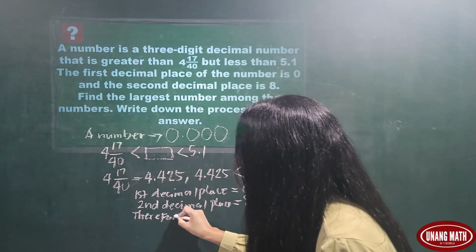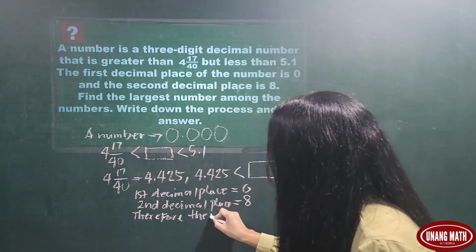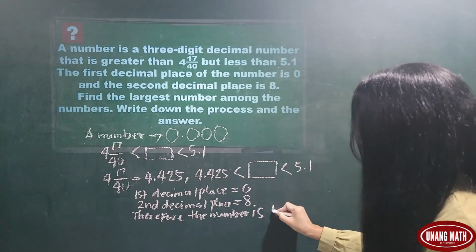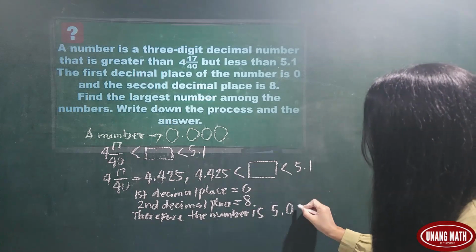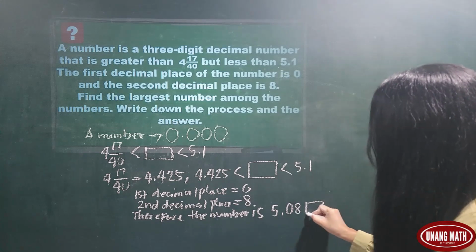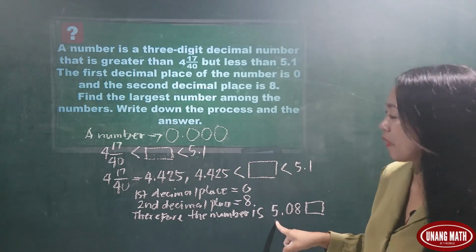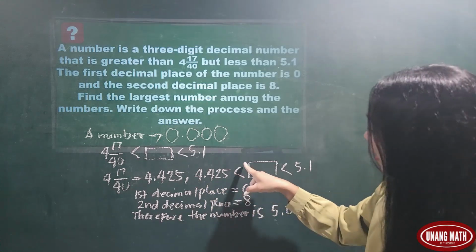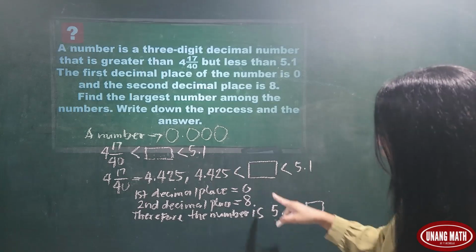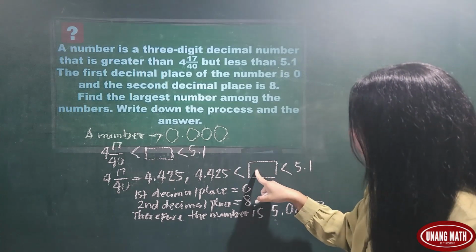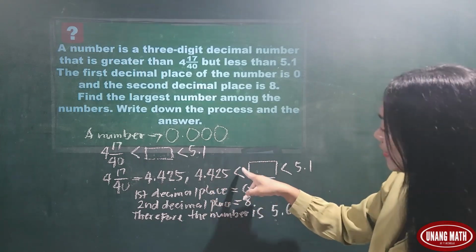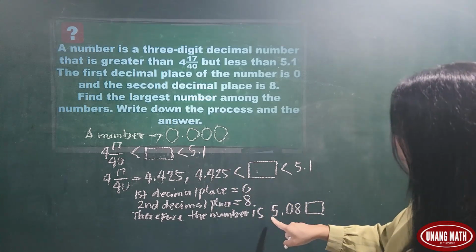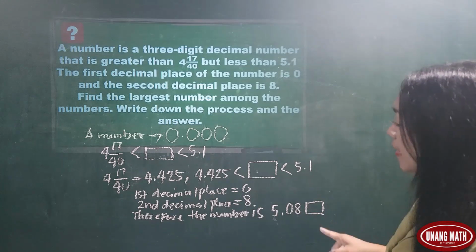Okay, therefore, the number, ang number, is 5.08 blank. Okay, bakit 5 ang ating whole number dito? Okay, take note, this is 4.425 and this is less than this decimal number. Kung 4 ang ilalagay natin dito, hindi na tama ang sign na less than dito. So, it should be 5 or 5 ang ating whole number. So, 5.08 and then blank.